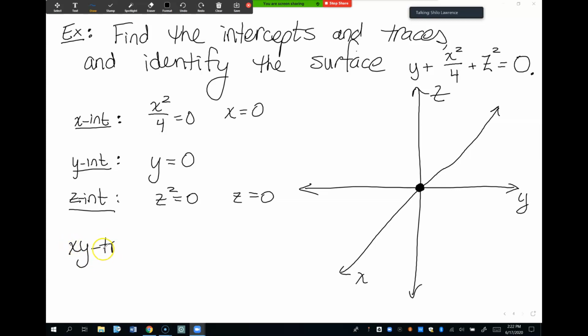XY trace. What will the equation look like for the XY trace? You're going to go back to the original here, and you're going to let z equal 0, which means z is going to go away.